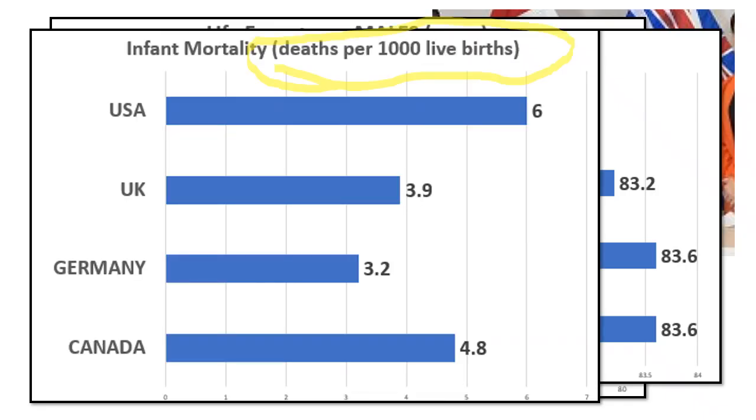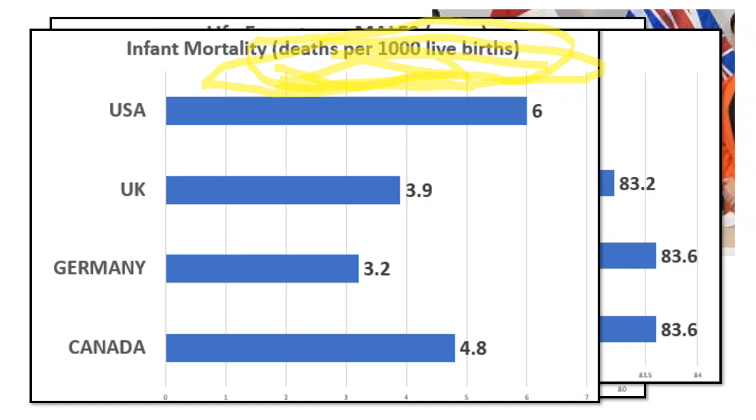Okay, here is the infant mortality rate. For the peer countries, infant mortality rates are measured as the number of deaths per 1,000 live births. You may be aware that sometimes a baby is born dead. That's called a stillbirth or a stillborn birth, and that is not included in the calculation. That's included in a separate calculation.